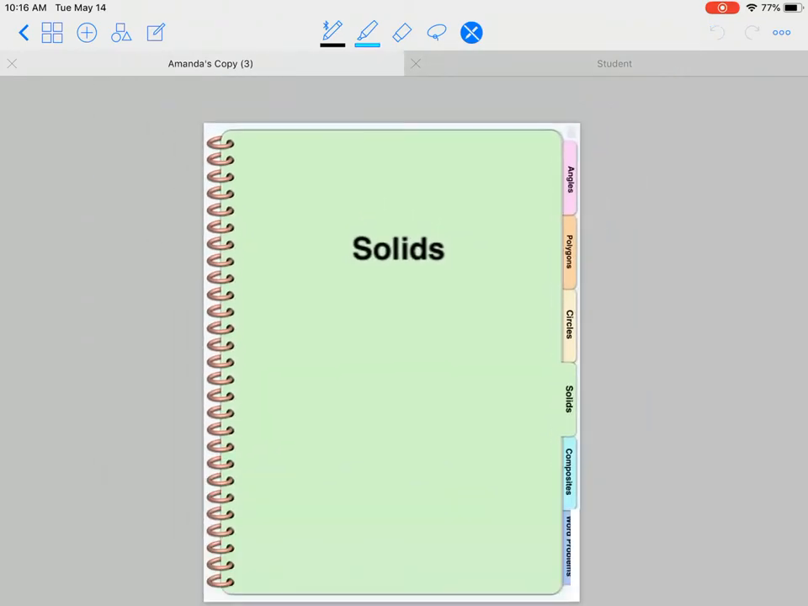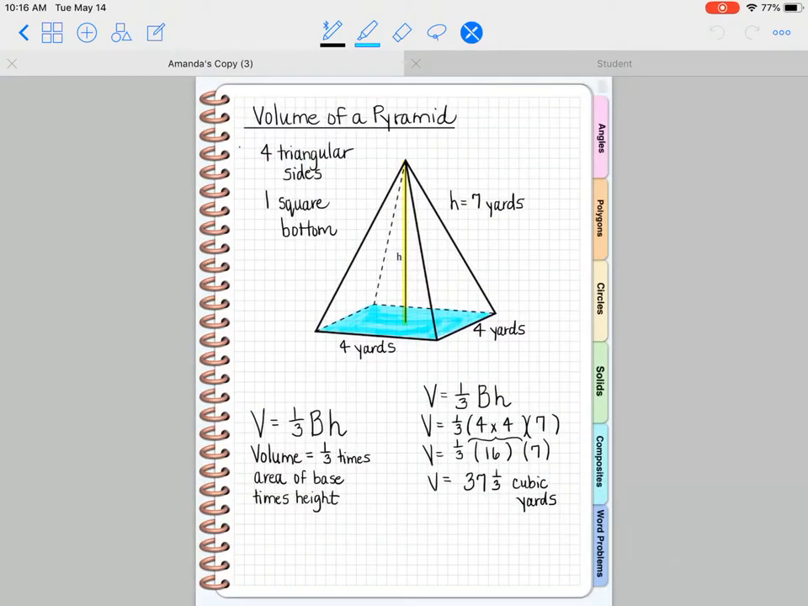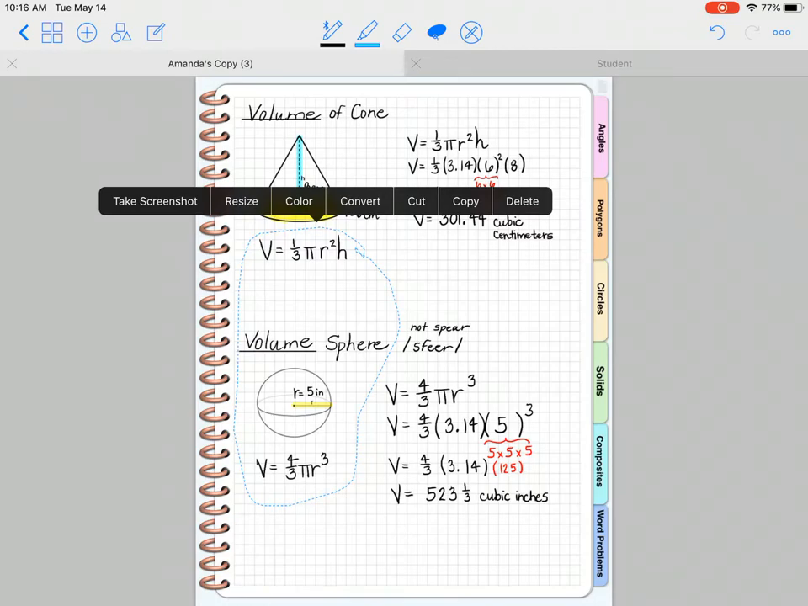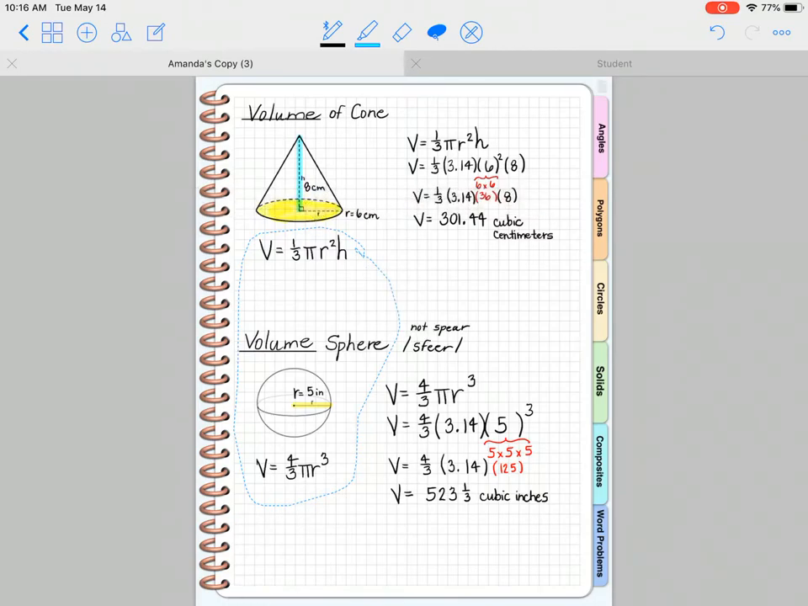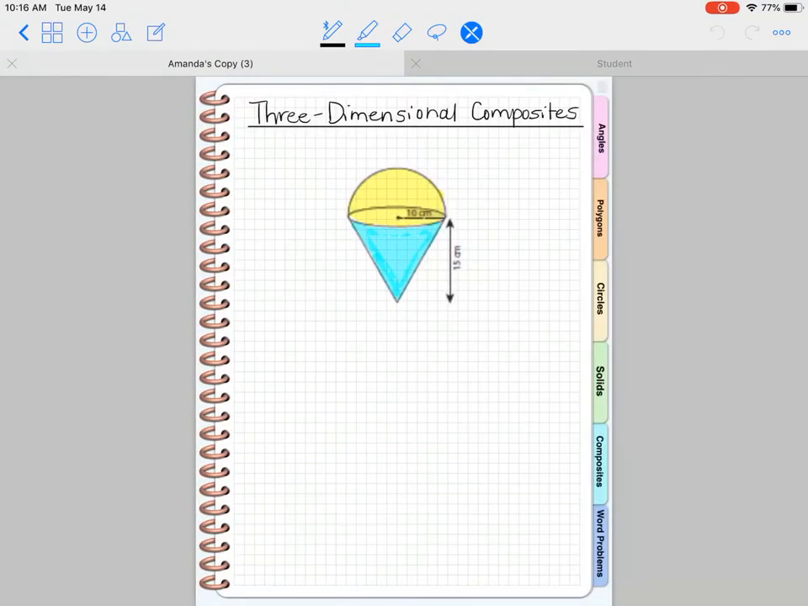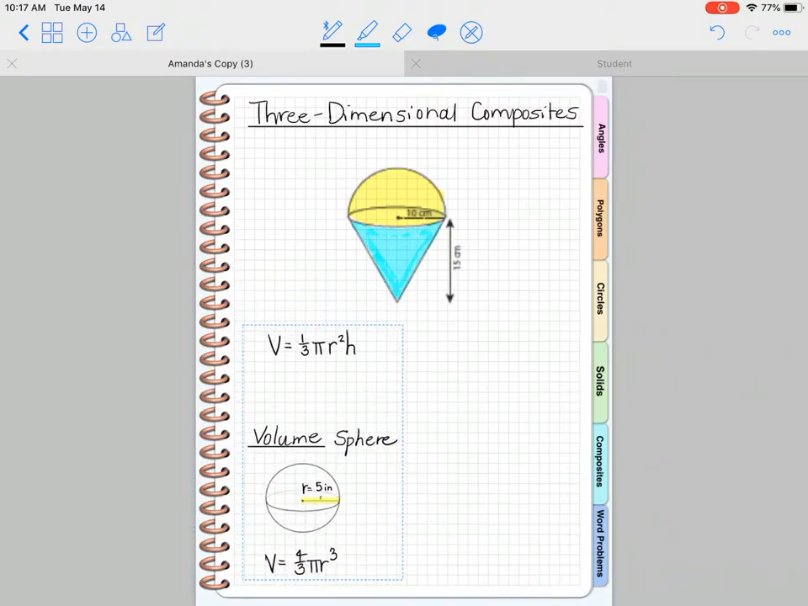I'm going to go back to the solids section and just scroll through until I find a cone and a sphere. And as luck would have it, they're on the same page. So I'm going to copy this just so that I don't have to remember it. My memory is not what it used to be. So let's go back to composites and over to our ice cream cone. And I'll paste those formulas in just long enough to write them down. And then I'll get rid of that part.